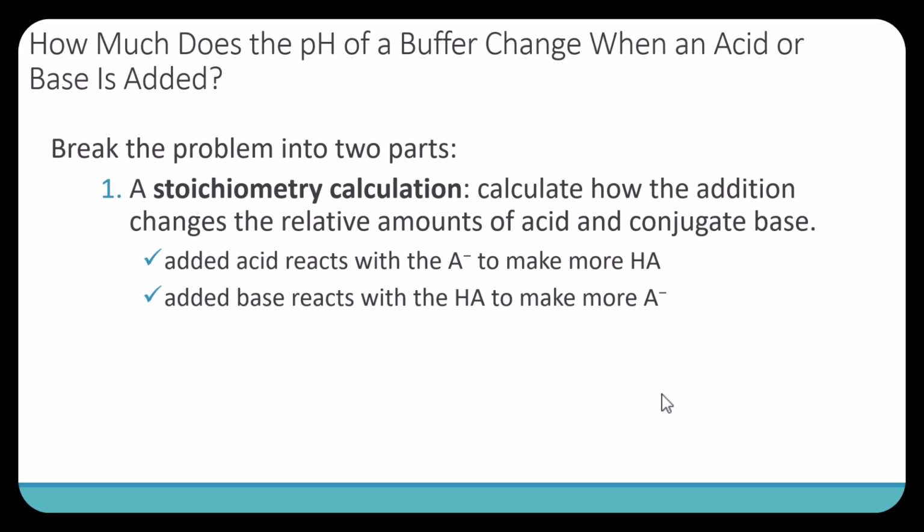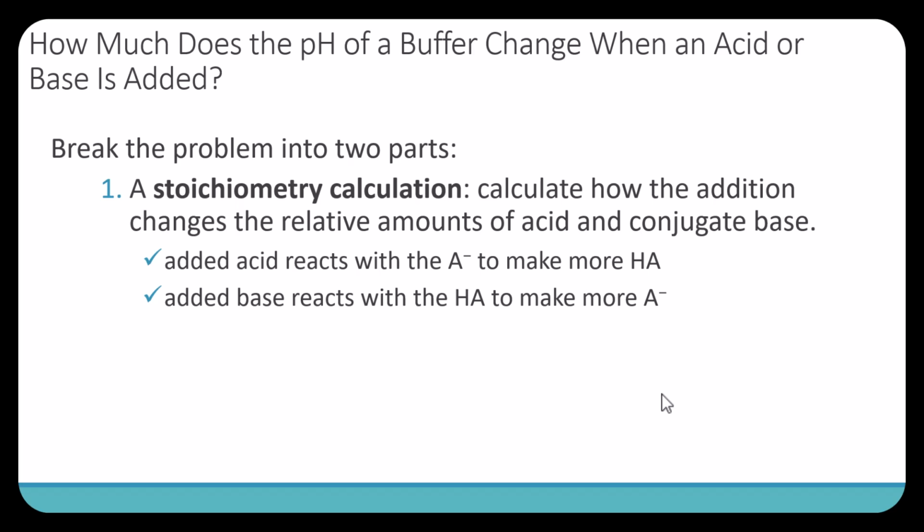We're going to calculate how the relative amount of weak acid and conjugate base change within our buffer. So we add a strong acid, it's going to react with the conjugate base, and it's going to make more of that weak acid. We're going to be able to quantify that change. Or I could do a problem where we add a strong base. It's going to react with the weak acid and make more of the conjugate base. And again, we can quantify that change.